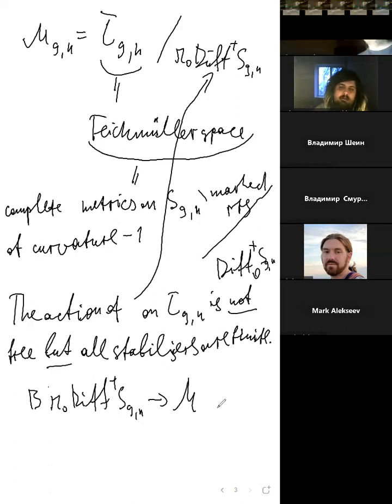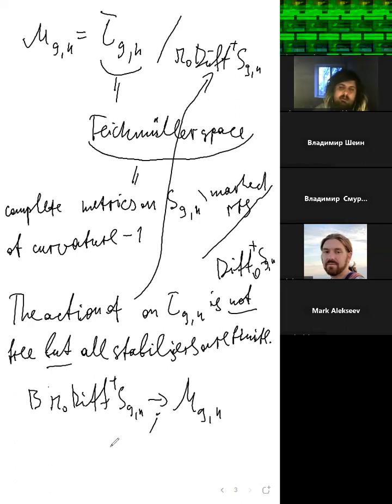And is it true that if we take a stack quotient, we obtain the fine moduli space? If we take the stack quotient, we get the moduli stack, which has the right cohomology, the right integral cohomology, meaning the integral cohomology is the same as the cohomology of the mapping class group. And for rational coefficients, there is no difference.